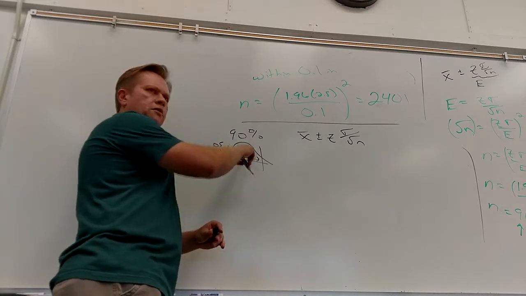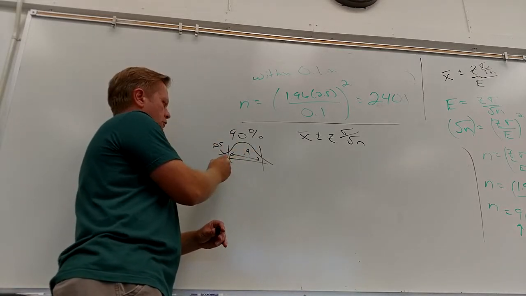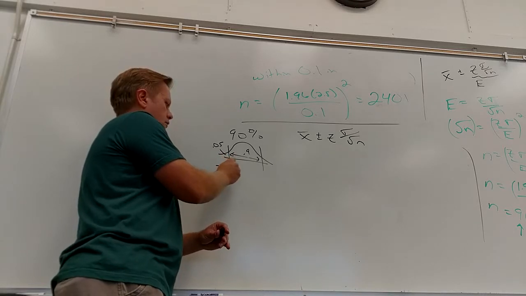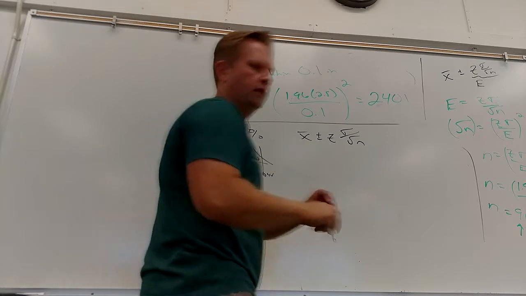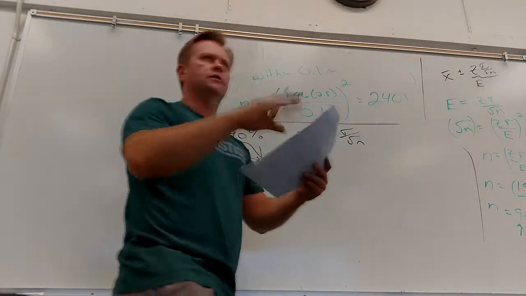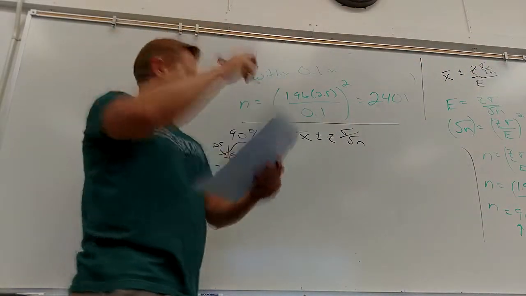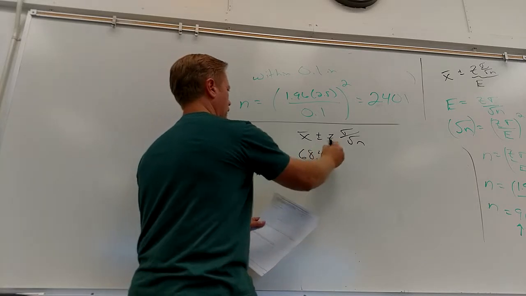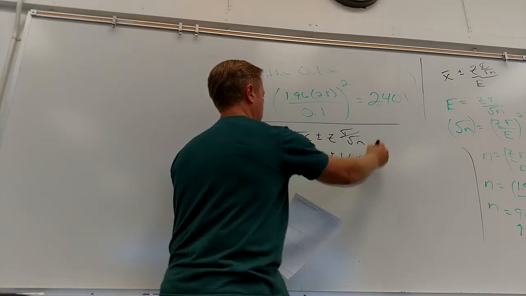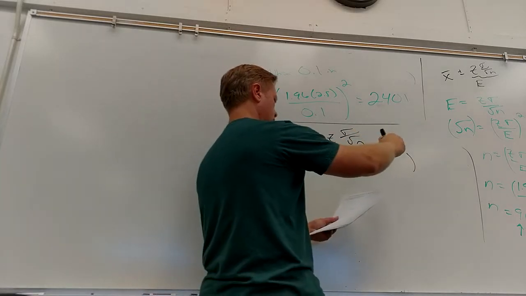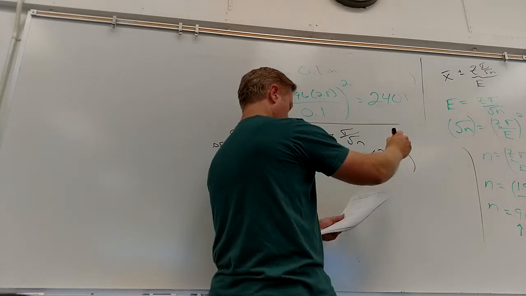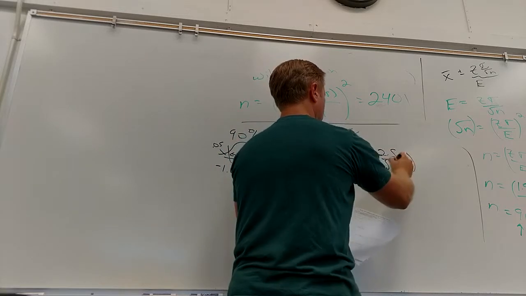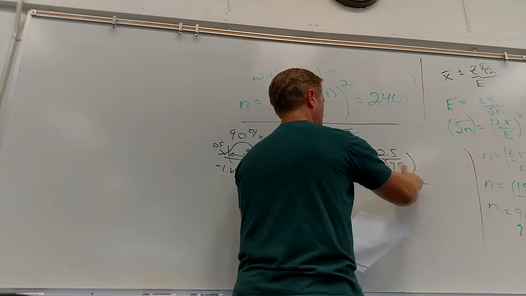So we did 90% before. Remember that was the one. What was the z-score for that? 1.645. Yeah, 1.645. So this is the same problem, same sample mean as before, 68.4, give or take 1.645 of these. Let's see, and the n was still 37.